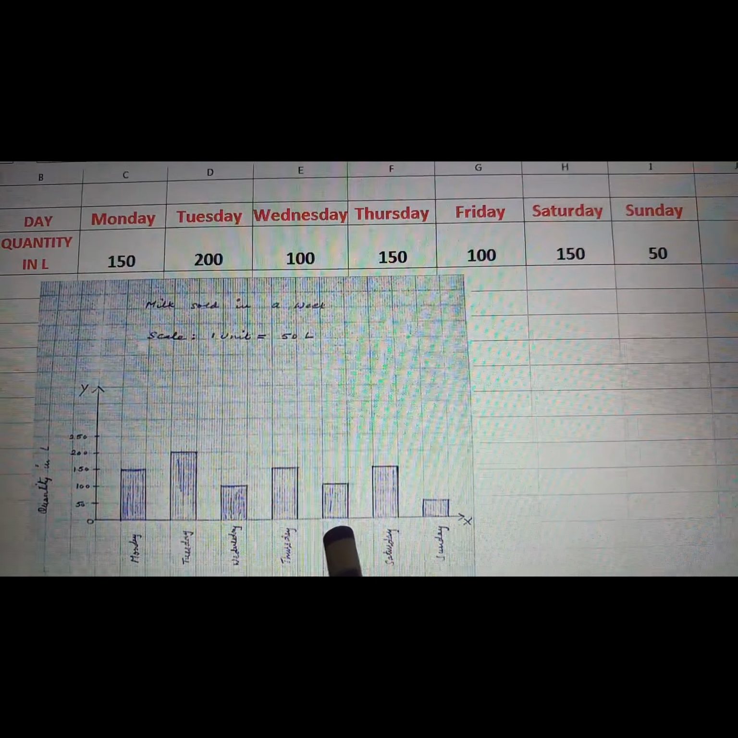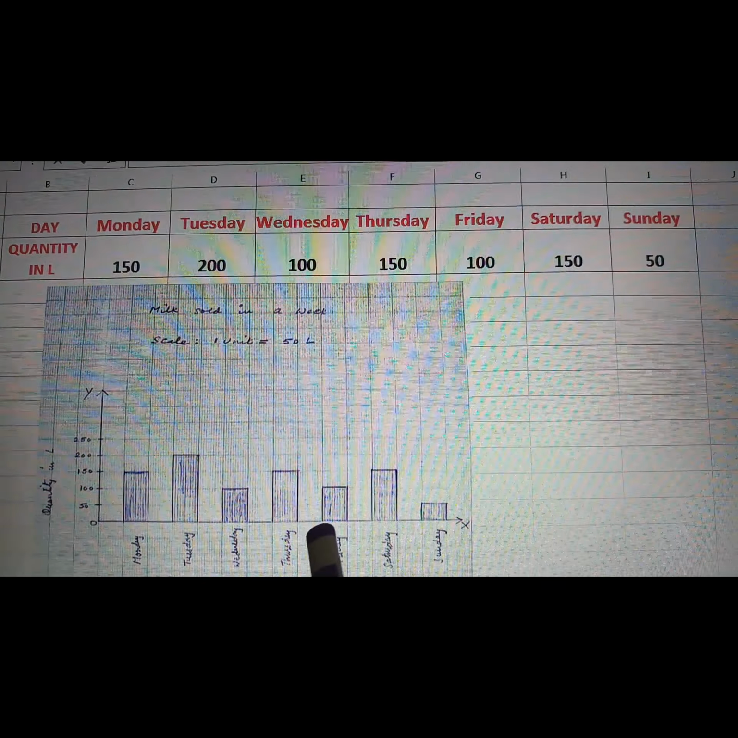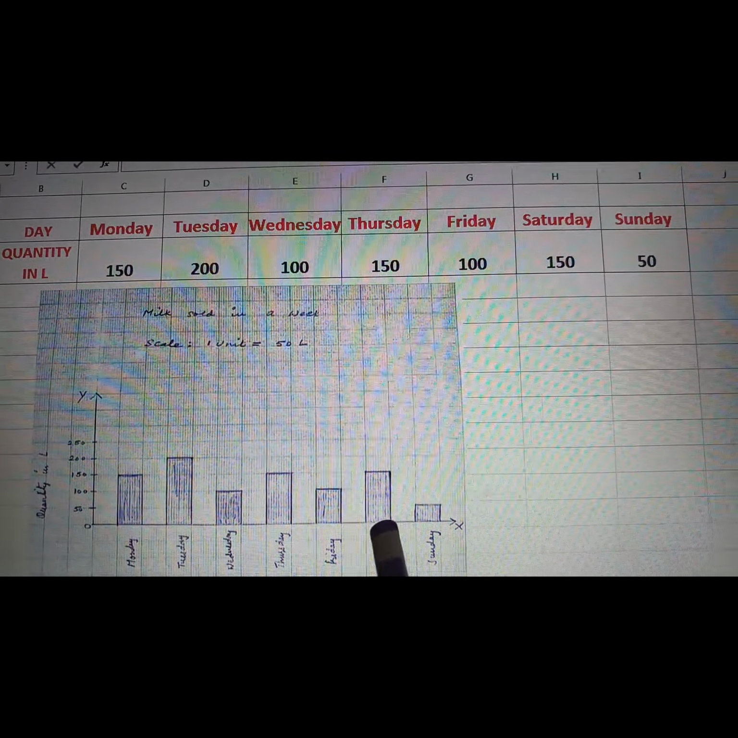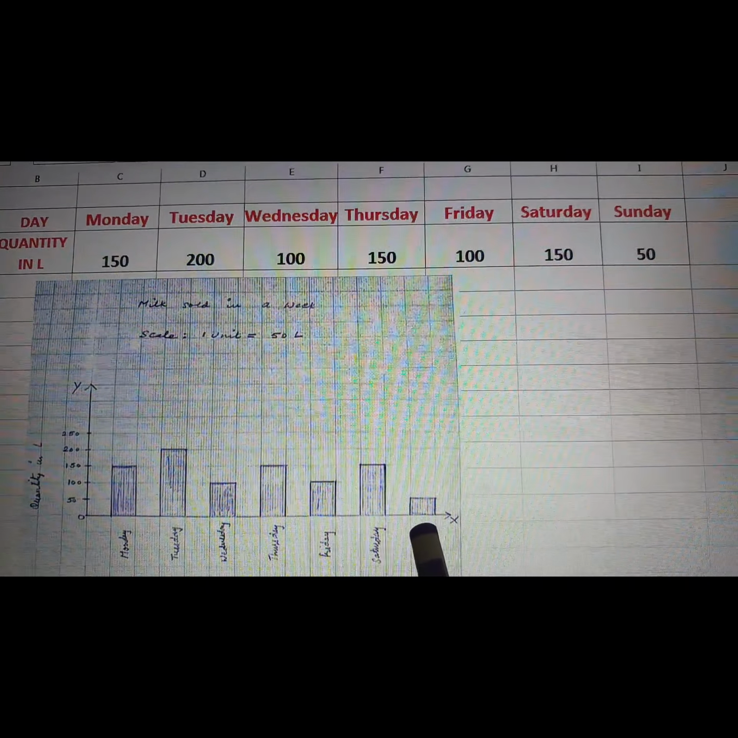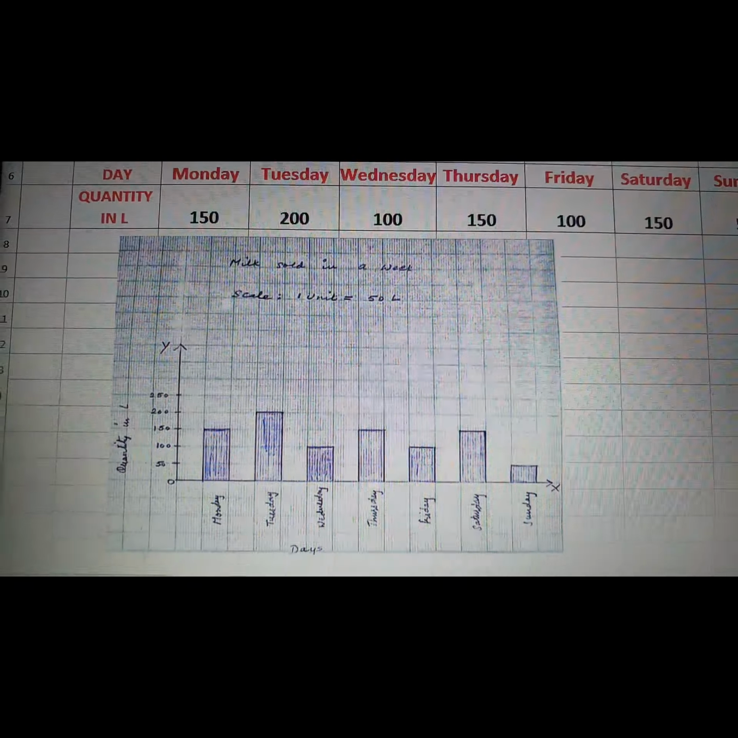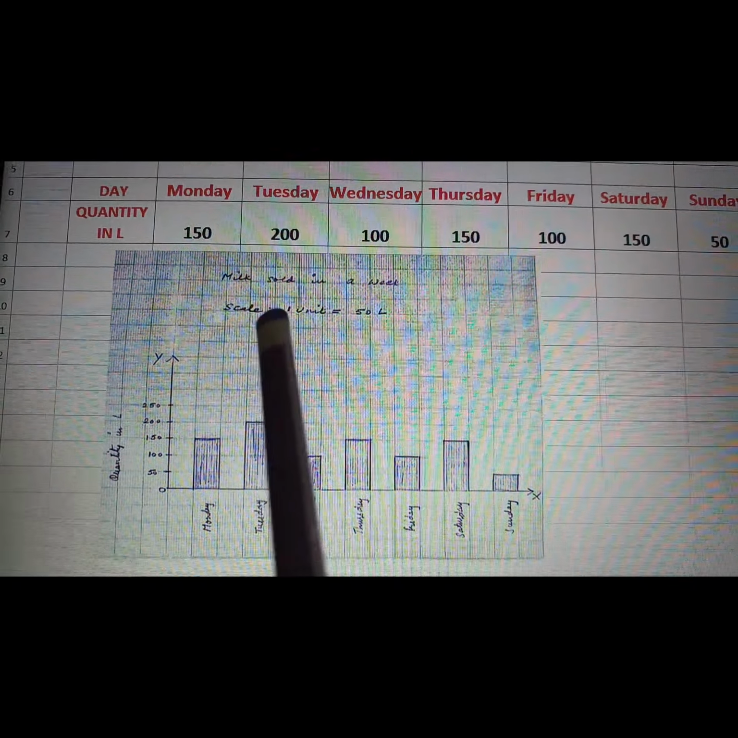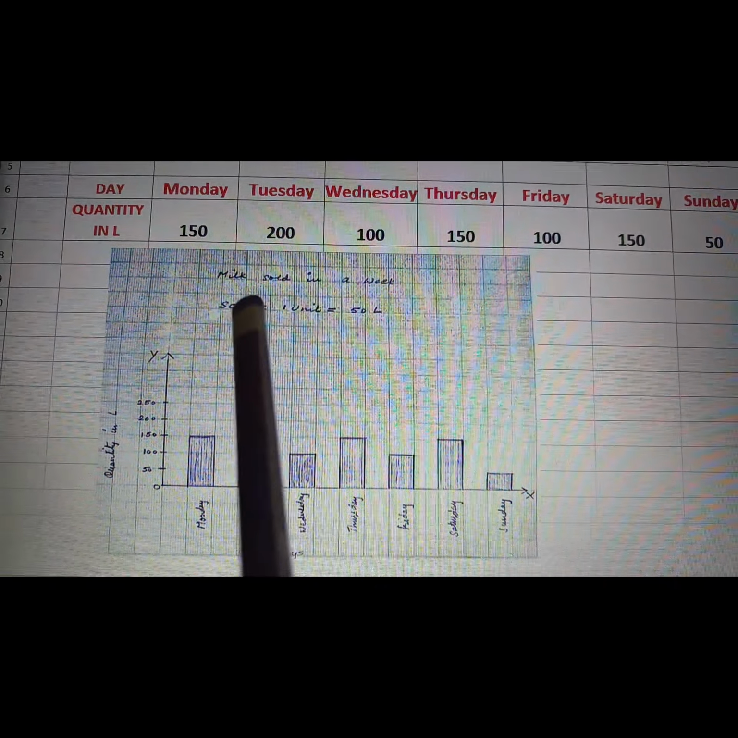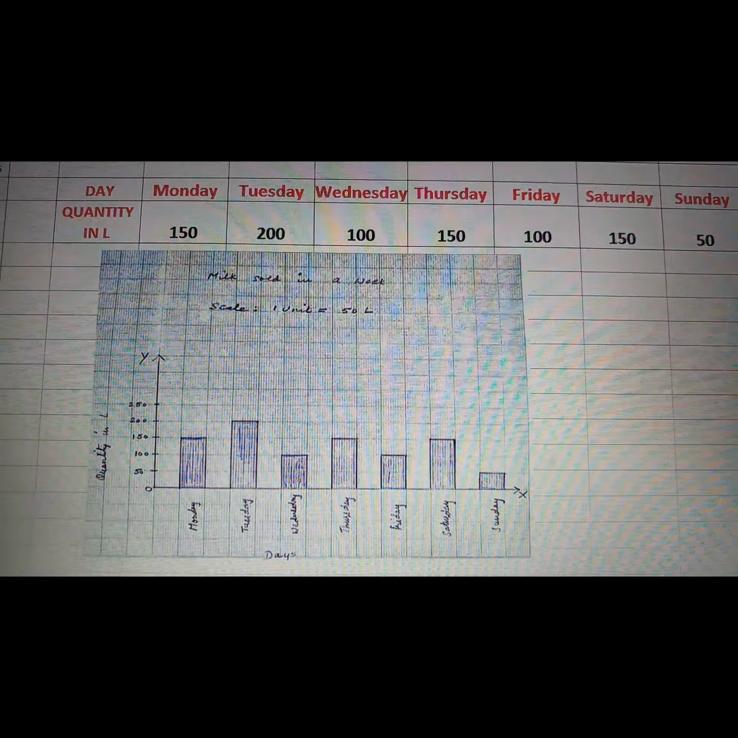On Friday 100 liters were sold. Draw a rectangle up to 100. On Saturday 150 liters were sold. Draw a rectangle up to 150. And on Sunday 50 liters were sold. Draw a rectangle up to 50. Write down days here. Quantity in liters. Give a title to the bar graph: Milk sold in a week. And scale 1 unit equal to 50 liters.